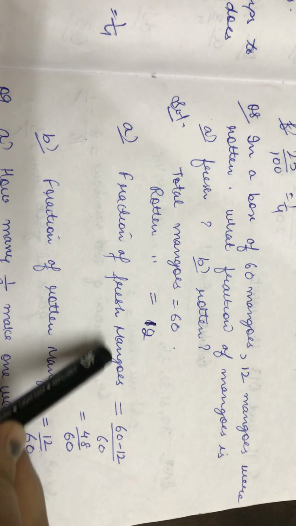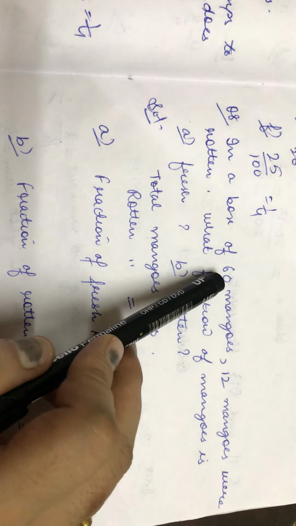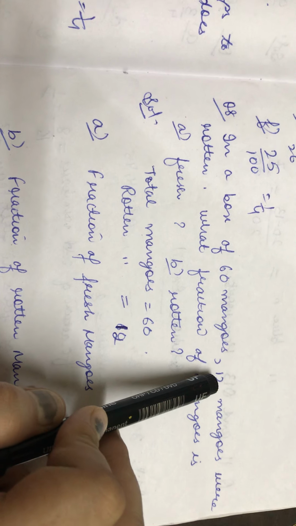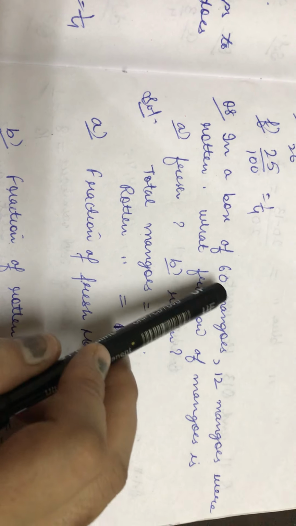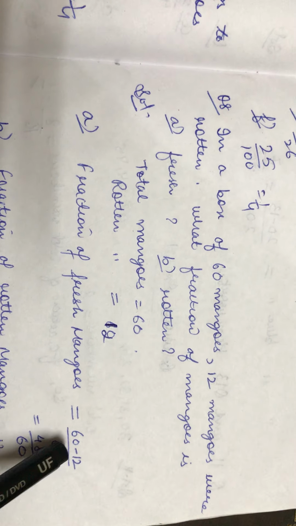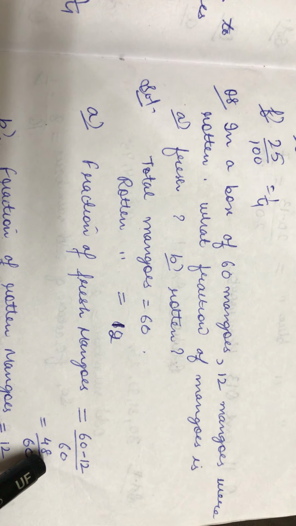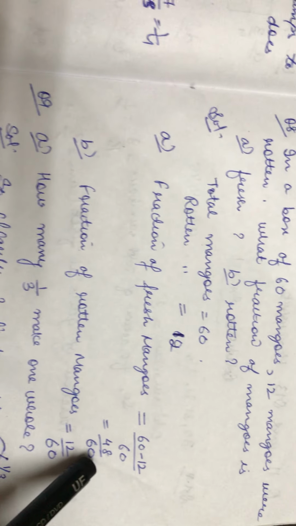For the fraction of fresh mangoes, firstly I need to know how many are the fresh mangoes. So from the total, if I subtract the rotten mangoes, I will get the fresh mangoes. 60 minus 12, these are the number of fresh mangoes, divided by the total number of mangoes, that is 60. So my fraction of fresh mangoes is 48 by 60.